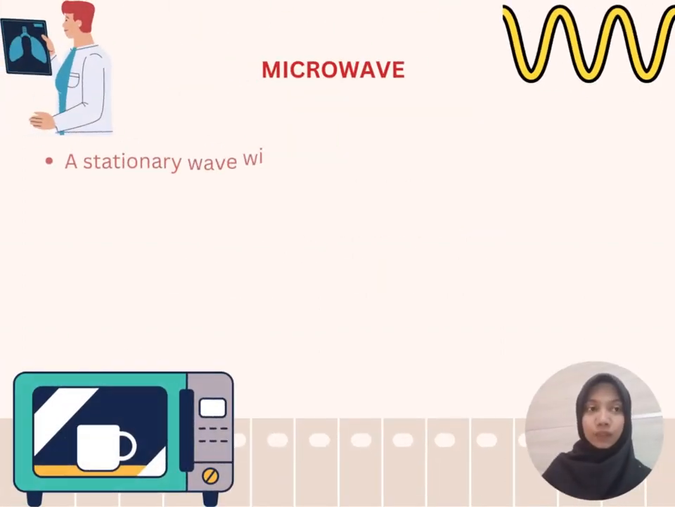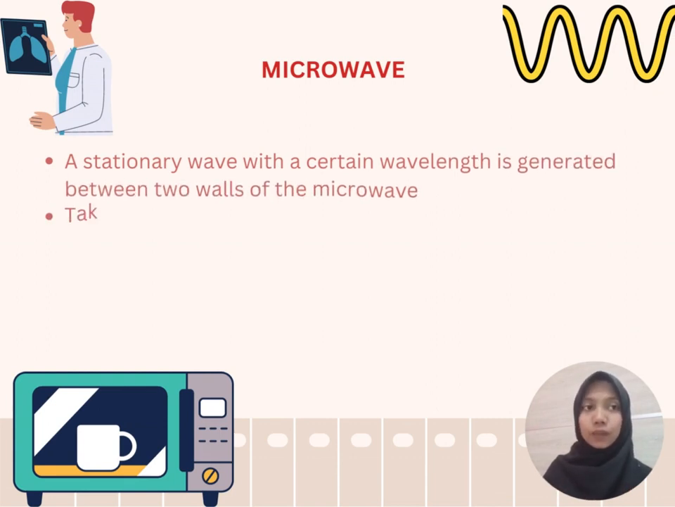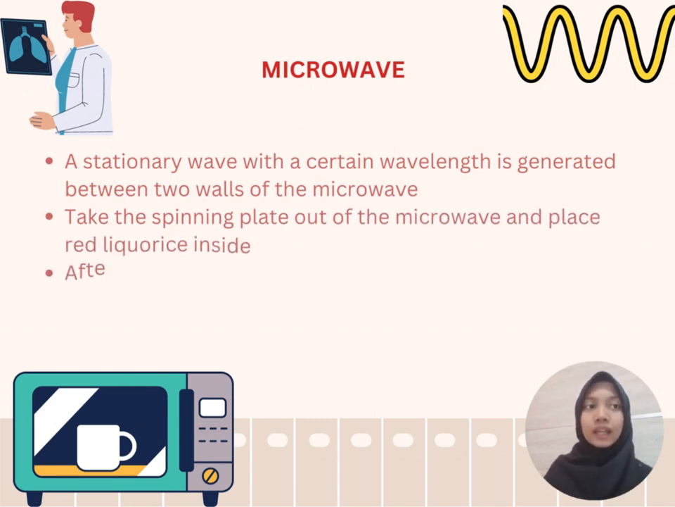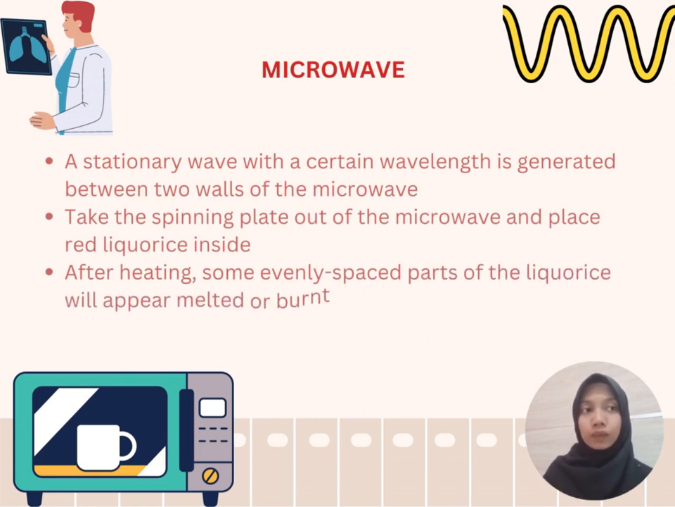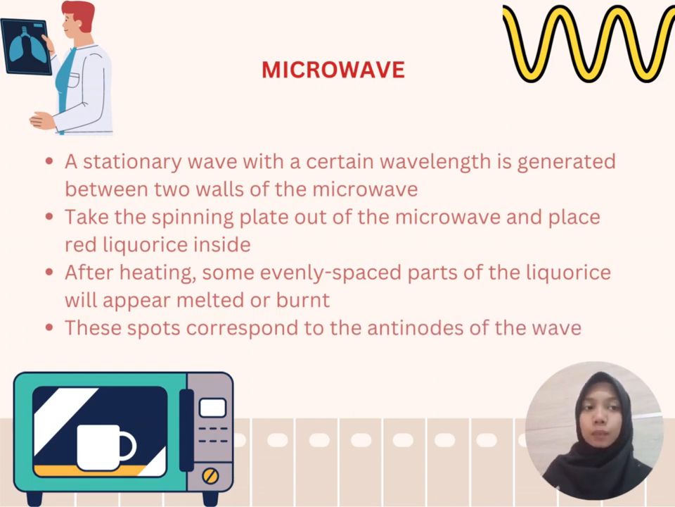Another application of standing waves is in the functioning of a microwave. For instance, a stationary wave with a certain wavelength is generated between two walls of the microwave. An easy way to see this is to take the spinning plate out of the microwave and place red licorice inside. After heating, some evenly spaced parts of the licorice will appear melted or burned. These spots correspond to the antinodes of the wave, where a maximum transfer of energy occurs. So, the licorice will appear to melt or burn in the microwave.